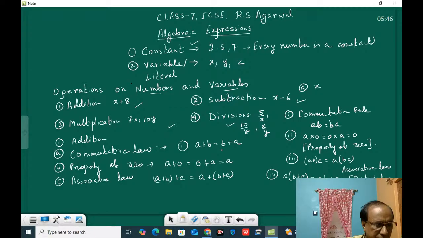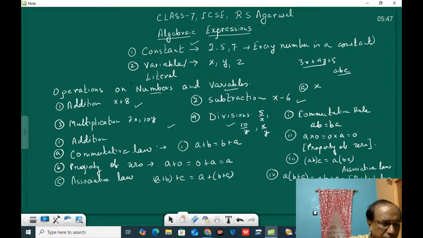Again, a combination of constants and variables connected by operations such as plus, minus, multiply, and division is known as an algebraic expression. An example is 3x plus 4y plus 5. That is an algebraic expression. There are many examples. Suppose I write abc, this is also an algebraic expression.